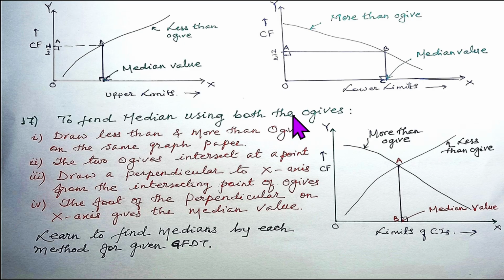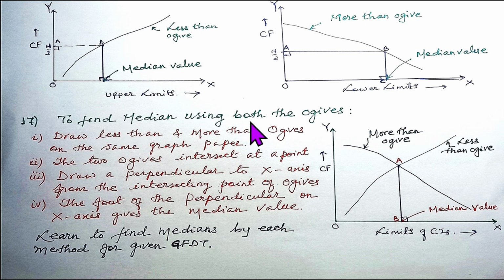Now to find the median using the falling curve, that is the more than Ogive, first of all, draw the more than Ogive, locate n by 2, draw a line from n by 2 to the curve, and from there drop a perpendicular to the x-axis, and the foot of the perpendicular gives the median value of the given data.